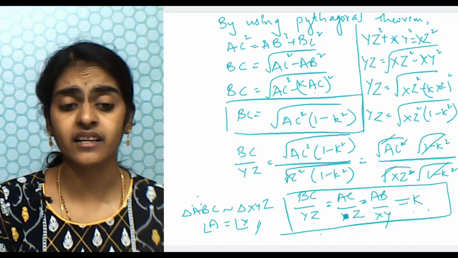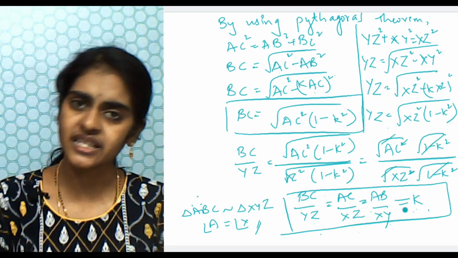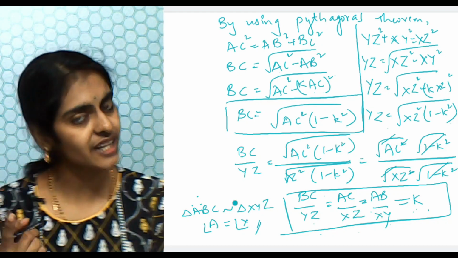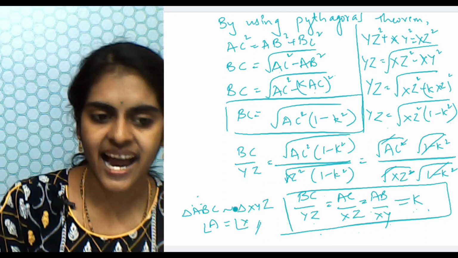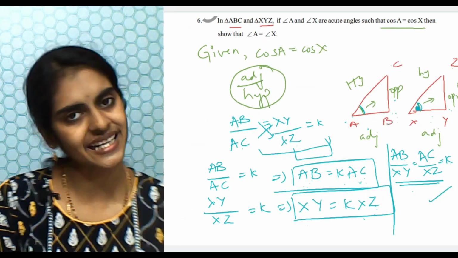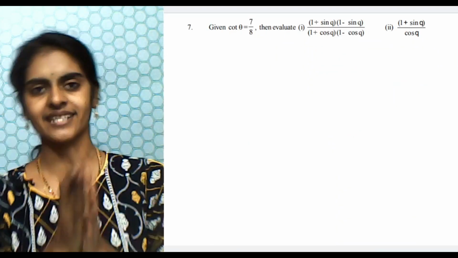Now, which means that the corresponding sides of these two triangles are in proportion. When the corresponding sides of the two triangles are in proportion, we can say that the two triangles are similar to each other, and hence I can equate the corresponding angles. Corresponding angles are A and X, so you can equate them. Clear? So very simple concept, but you have to focus and understand, right?